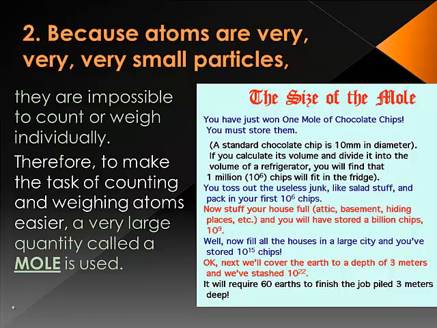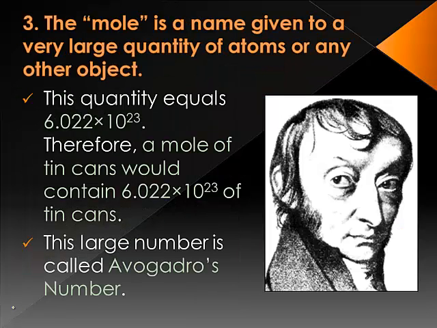So that should give you a perspective of just how small the atom or a molecule really is. So the mole is the name given to a very large quantity of atoms or any other objects. It's kind of akin to or the same as having a very, very large dozen.